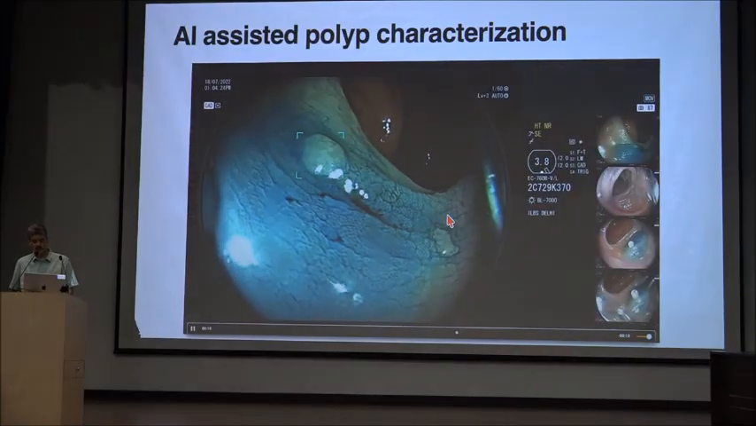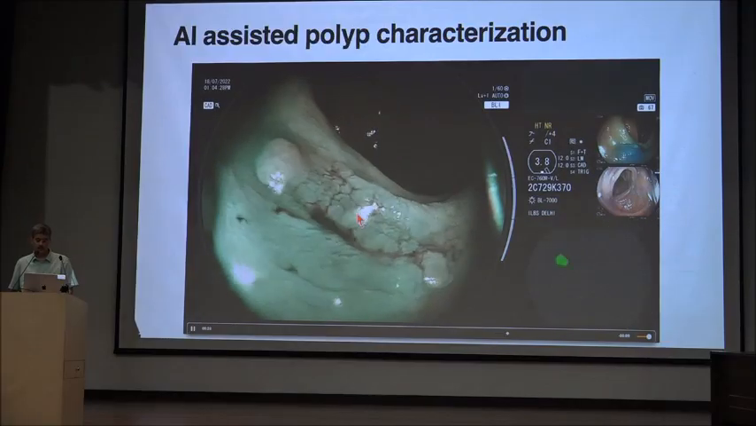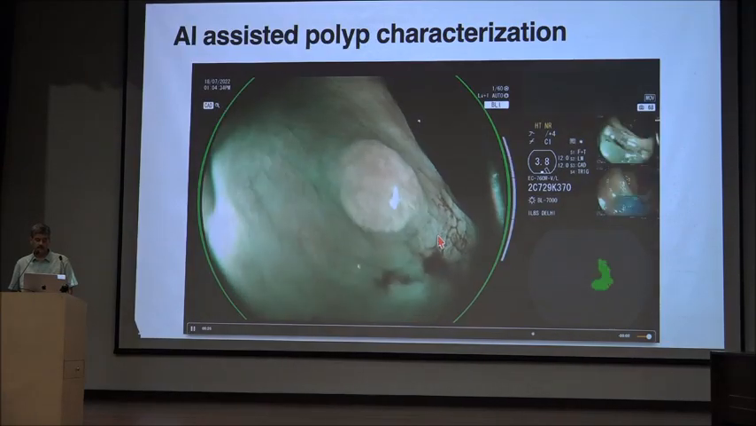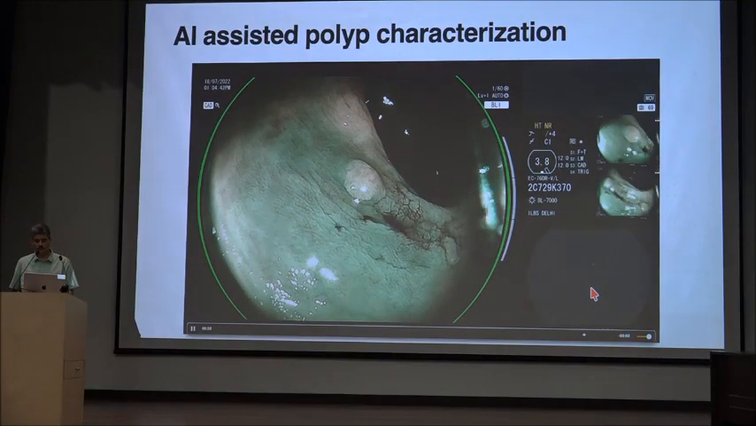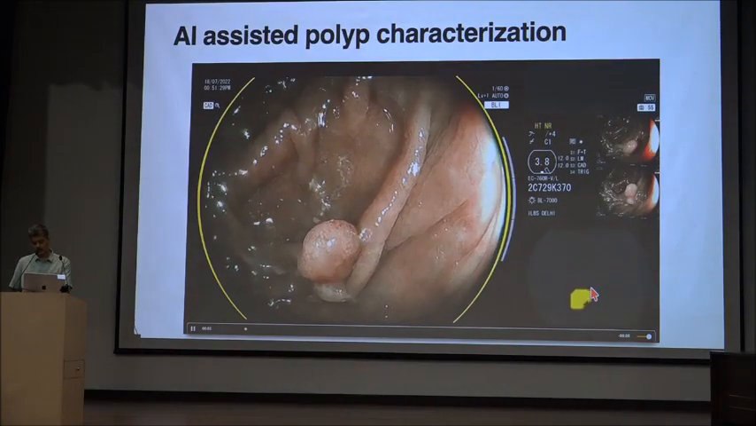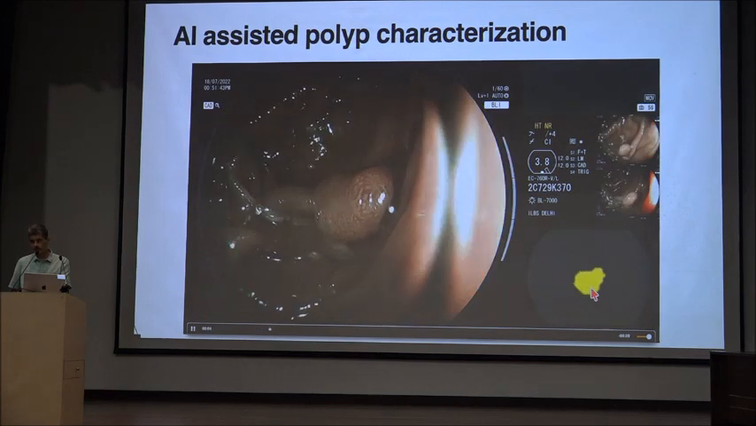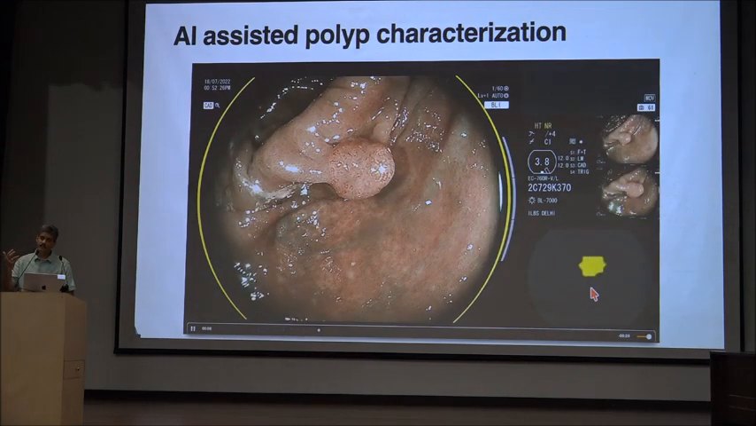Then in the same patient, it has picked up another polyp, looks different, and now it is telling me that this polyp is actually a hyperplastic polyp. So I resected it, but I could have just diagnosed and left it. So it helps you guide the, it acts as a second pair of eyes in the endoscopy room.